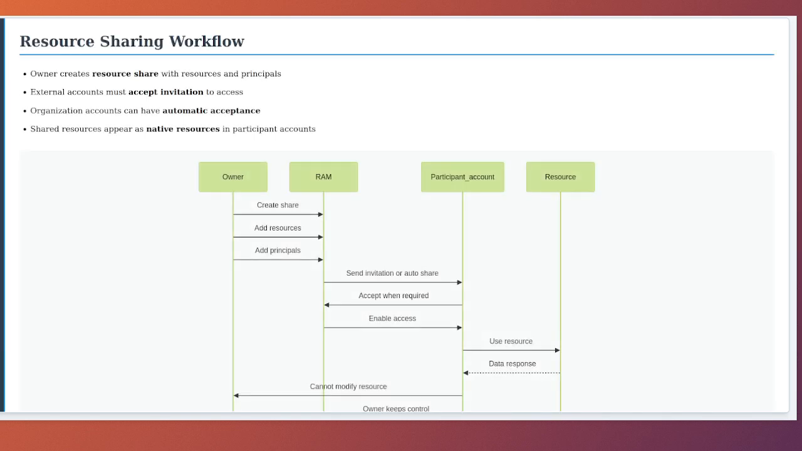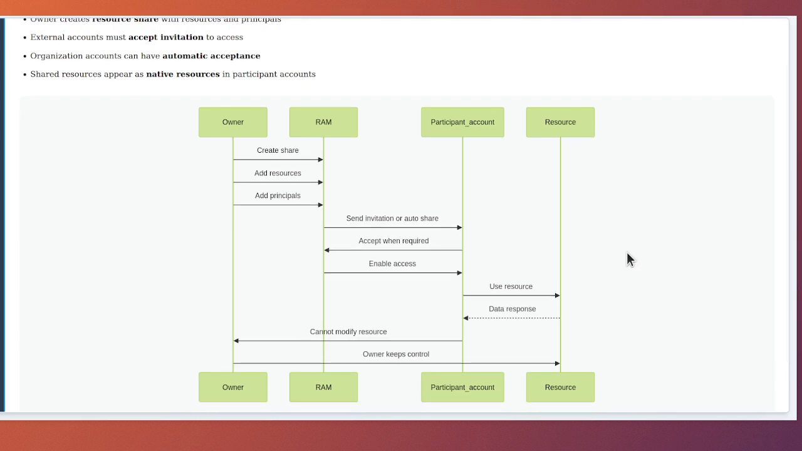Resource sharing workflow. Let me walk you through the complete workflow for sharing resources using AWS Resource Access Manager. Understanding this workflow is crucial for implementing resource sharing correctly in your environment. The workflow begins in the owning account, which is the account that contains the resources to be shared. In this account, you create a resource share using the RAM console or command line interface.